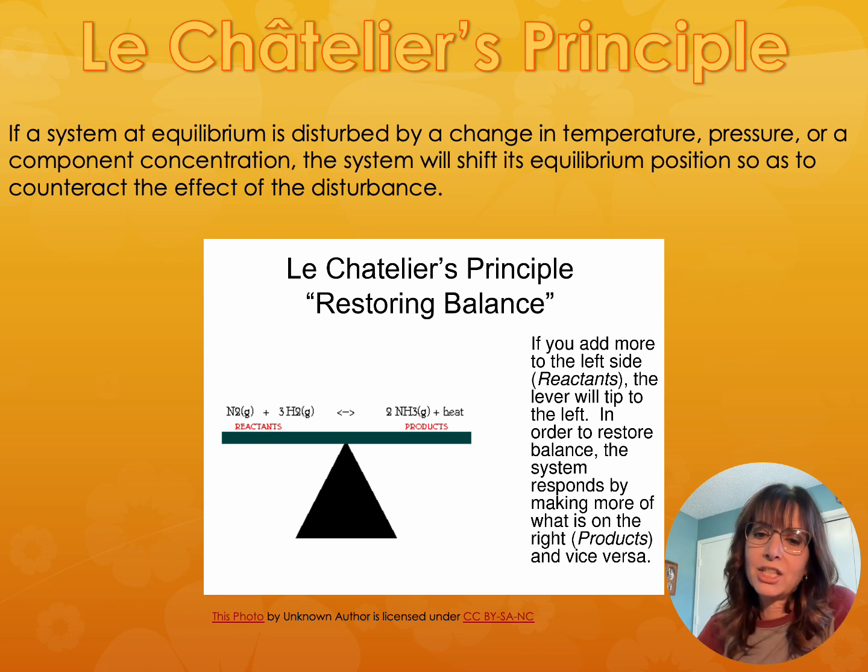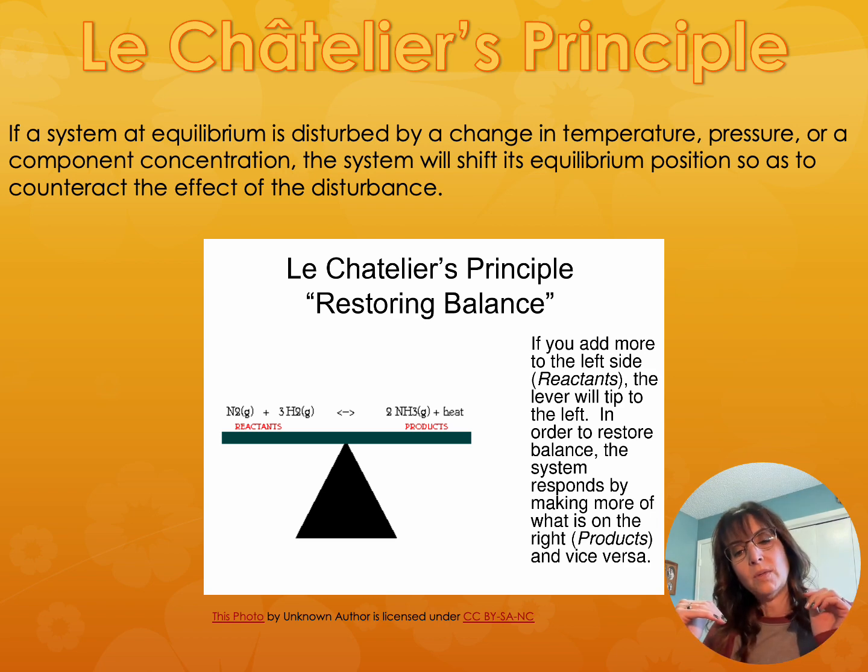So what does Le Chatelier's principle say in a nutshell? It basically says that if a reaction is in equilibrium and something changes, and that could be temperature, pressure, volume, concentration. It could be a number of things. The reaction is going to shift to get back to equilibrium. So it's kind of like that scale right there. You want it to be balanced. If all of a sudden the reactants go down, you're going to want to bring that back up. So let's take a look at what can happen.